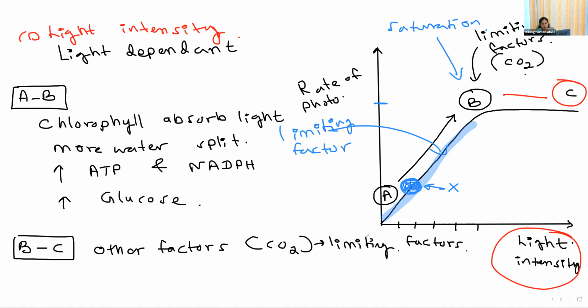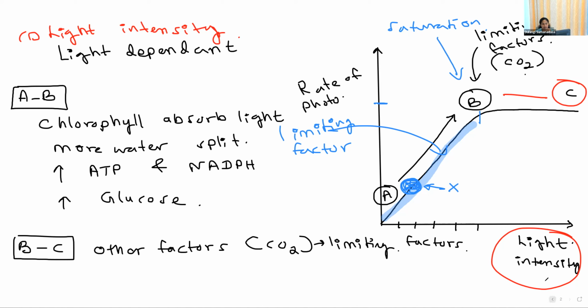Send me the answer for this one. Before point B, why is the rate of the reaction less? Someone please send me the answer. So after the point B, it is something else, right? It could be the carbon dioxide concentration. But if you consider something before this maximum point, point B, it has to be the light intensity.